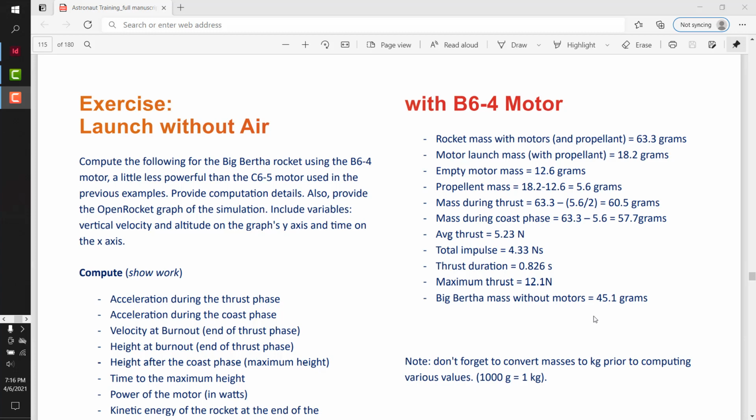Okay, here is your assignment. Compute the following for the Big Bertha rocket using the B6-4 motor. It's a little less powerful than the C6-5 motor used in the previous examples. You need to provide the computation details. Also provide the OpenRocket graph of the simulation. Include the variables vertical velocity and altitude on the y-axis and time on the x-axis.